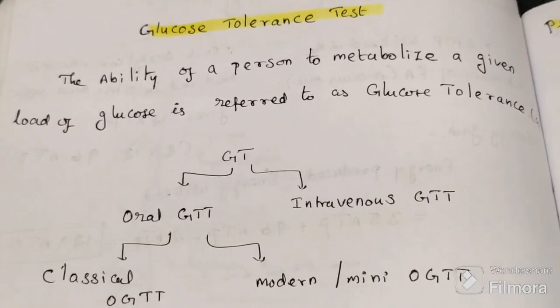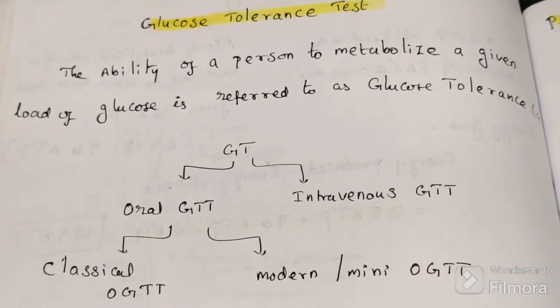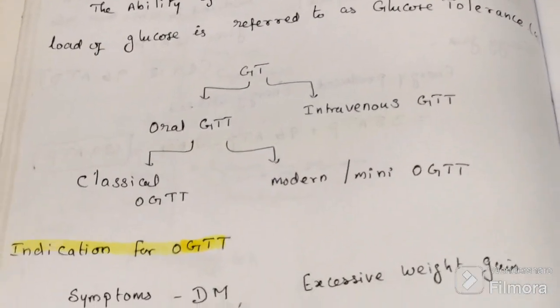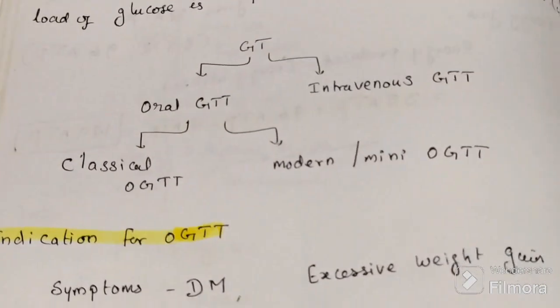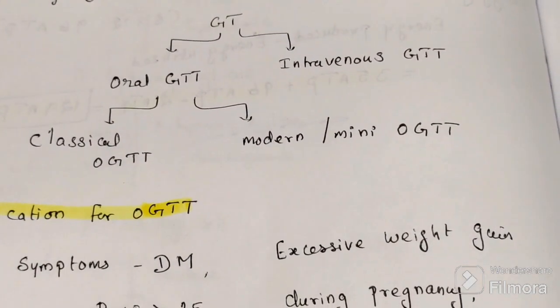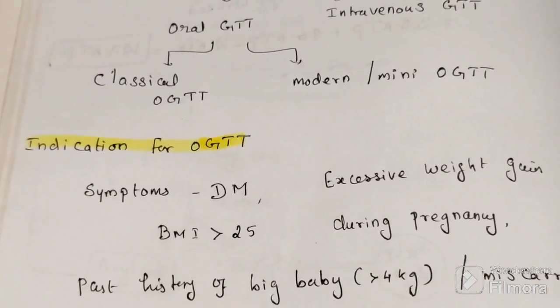The glucose tolerance test has two major categories: oral glucose tolerance and intravenous. The oral glucose tolerance test is further classified into the classical oral glucose tolerance test and the modern or mini oral glucose tolerance test.